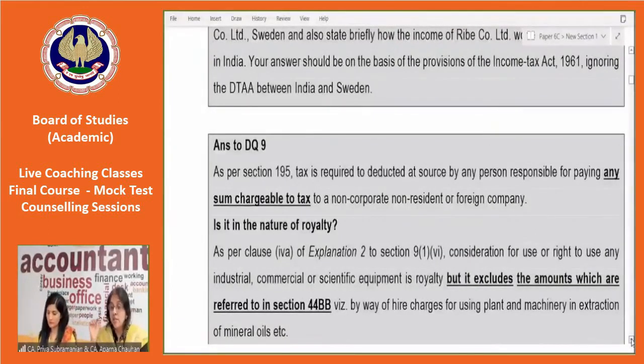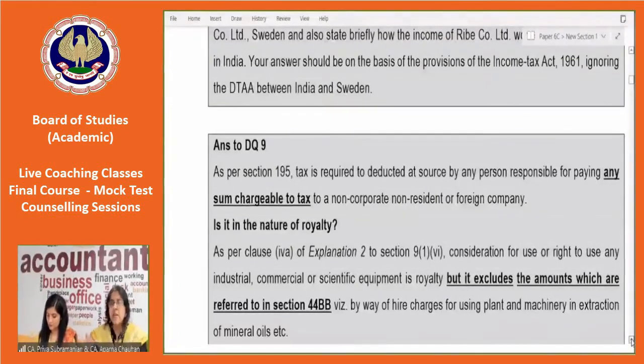Now, royalty includes consideration for use or right to use any industrial, commercial, or scientific equipment. But it excludes the amounts which are referred to in Section 44B. Okay. By way of hire charges, 44B contains hire charges for using plant and machinery in extraction of mineral oils. Okay, 44B is a presumptive tax provision. It refers to hire charges for using plant and machinery in extraction of mineral oils in India. But since it's specifically excluded from the definition of royalty, therefore it is not royalty.